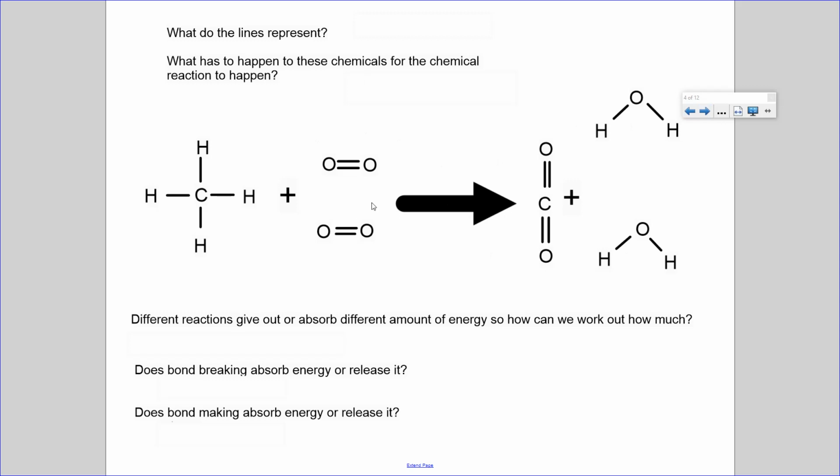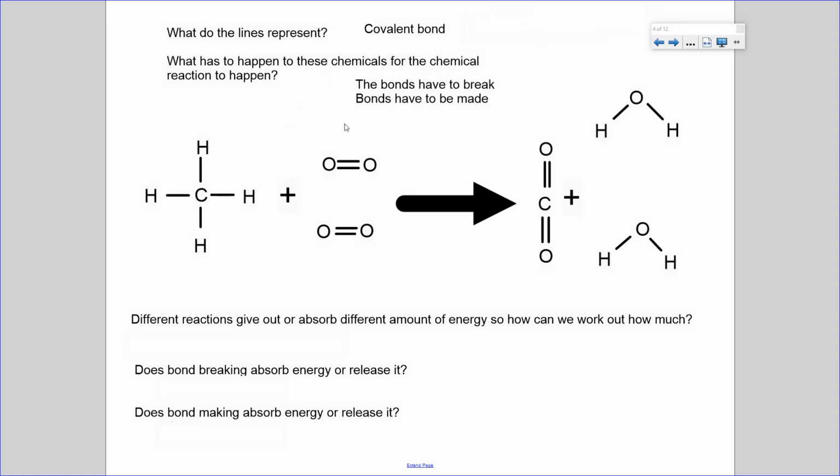Okay, so here we have an example of methane over here reacting with oxygen to make carbon dioxide and water. Now I've drawn this out in its entirety and I'm asking what do the lines represent. Hopefully you've had an idea. The answer is that they are representing the covalent bonds that are going on. Hopefully you remember that a covalent bond is a shared pair of electrons. Okay. What happens to these chemicals for the chemical reaction to happen? Well, first we have to have the bonds over here breaking, and then we have to form these bonds.